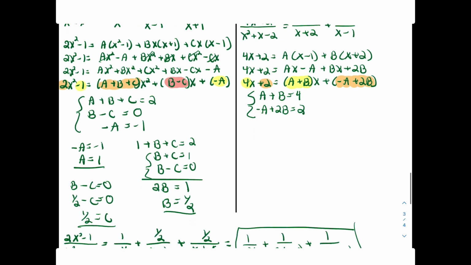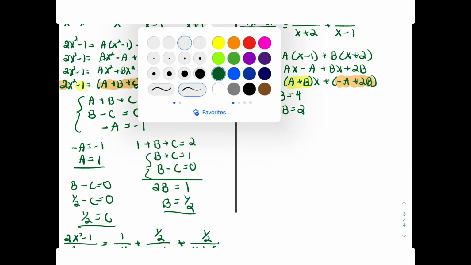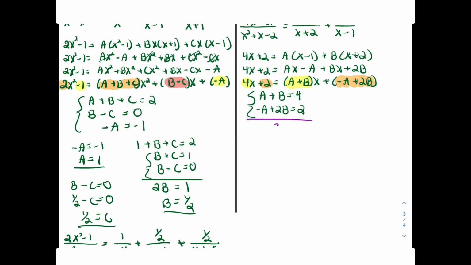Okay, we'll solve this system using any technique you want. I'm going to do the elimination method. And combining these two together, I get 3B is equal to 6, or B is equal to 2. And then I'm going to go back to my original equation of A plus B equals 4, replace B with 2, and solve for A. And I get that A is equal to 2.